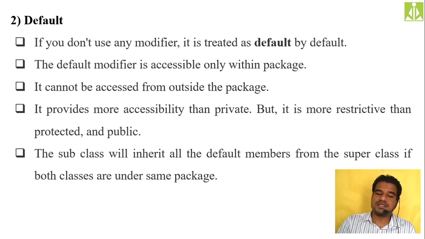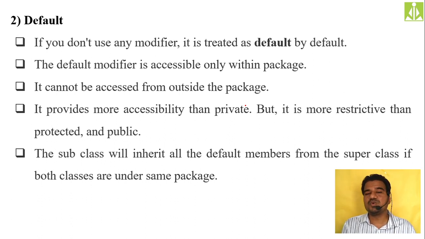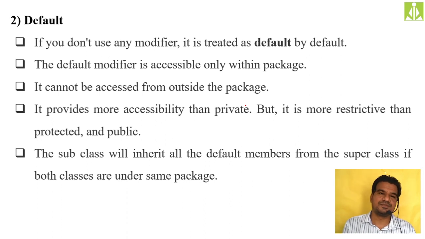The default access modifier is accessible only within the package. Only within the package means from the superclass to the subclass, it will inherit. From the superclass to the subclass, the default fields, default constructors, default methods, default classes, they will be inherited. The default modifier is accessible within the package. It cannot be accessible outside the package. It provides more accessibility than private, because private means complete restriction. When compared with private, it will give some more access. But it is more restrictive than protected and public.